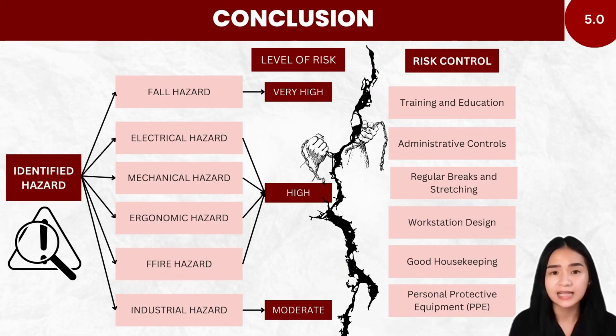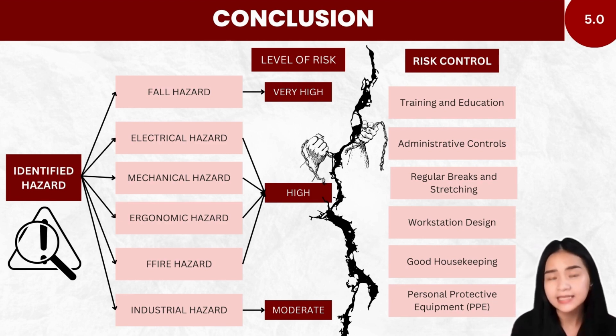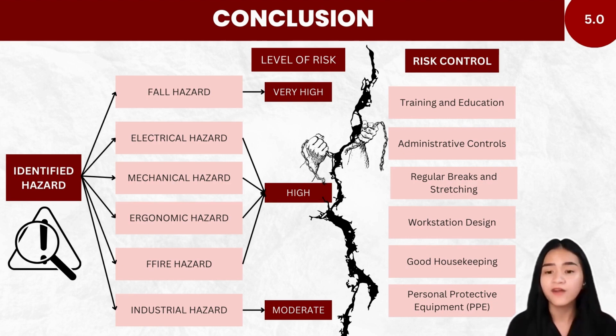In conclusion, there are 6 hazards that we have identified from the workplace. Four of the hazards are very high risk. The high risk hazards are electrical hazard, mechanical hazard, ergonomic hazard, and fire hazard. For moderate risk is industrial hazard. So, in order to control these hazards, we have listed 6 strategies, which are training and education, administrative control, the third one is regular breaks and stretching, the fourth is workstation design, the fifth is good housekeeping, and the last is personal protective equipment.